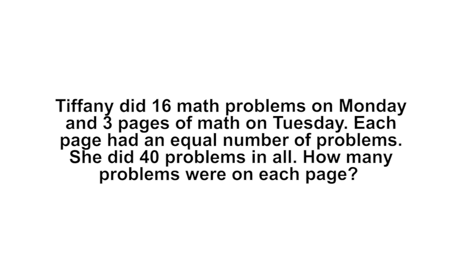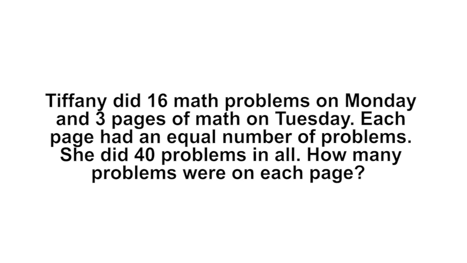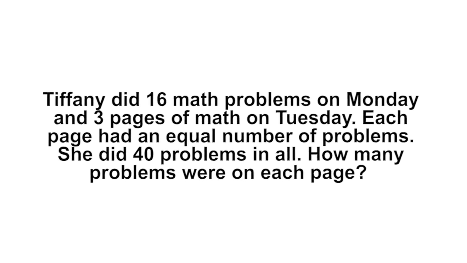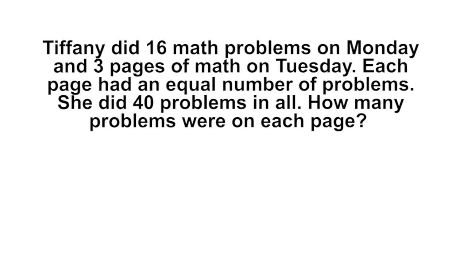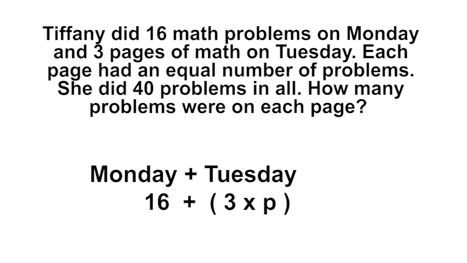Each page had an equal number of problems. She did 40 problems in all. How many problems were on each page? Our equation would look like this: 16 problems plus 3 pages multiplied by p, which is the number of problems on each page, which is what we do not know, for a total of 40 problems, or 16 plus 3 multiplied by p equals 40.